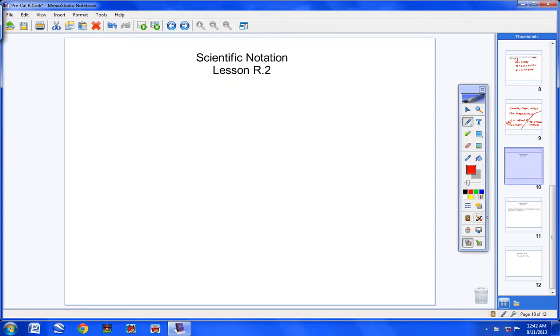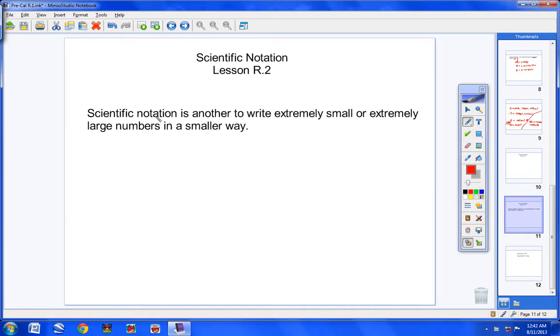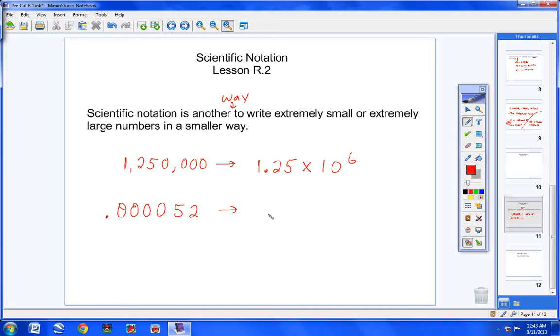You do not need to write down this next sentence, but just listen to me. Unless you want to write this down, scientific notation is another way to write extremely small or extremely large numbers in a smaller way. And I'll give some examples here real quick. The number 1,250,000 could be written in scientific notation as 1.25 times 10 to the sixth. This really small number here, 0.000052, in scientific notation would be 5.2 times 10 to the negative fifth.